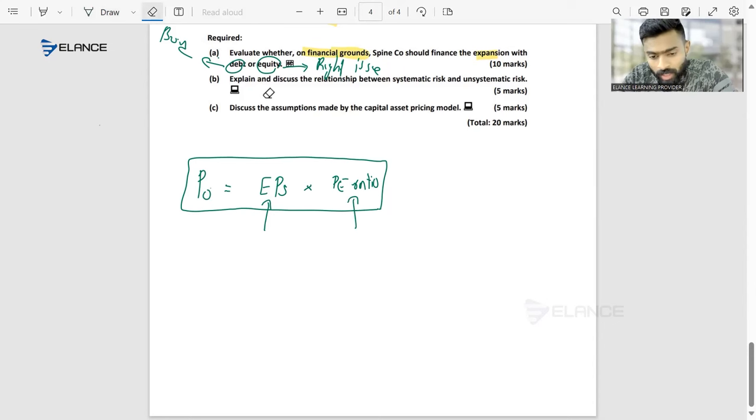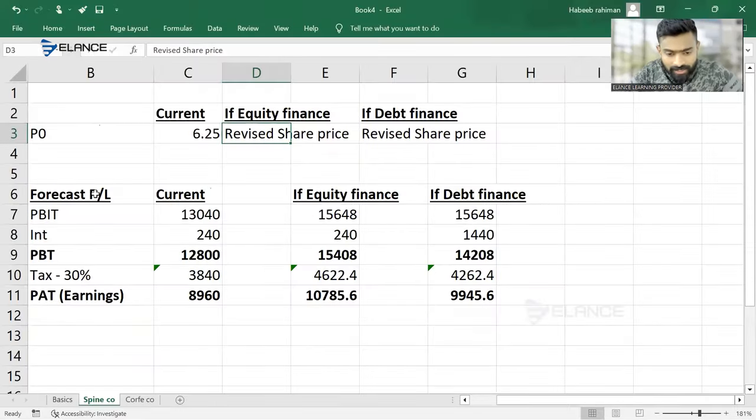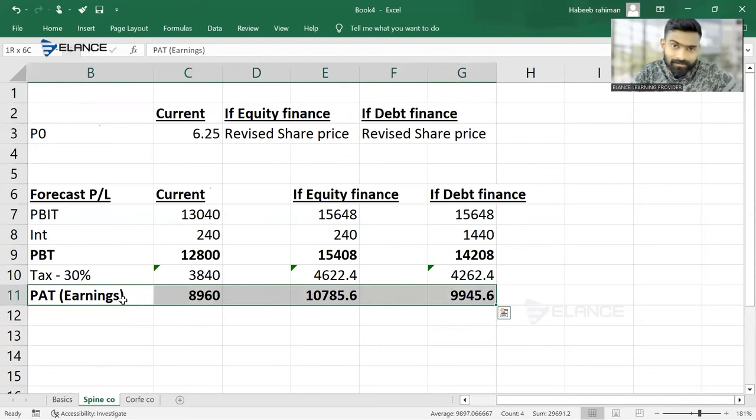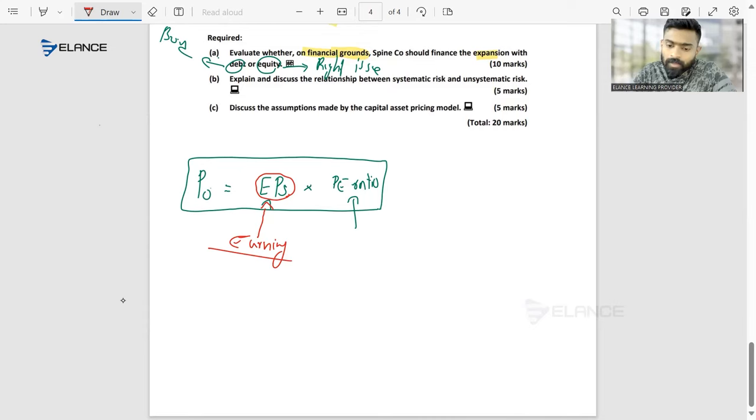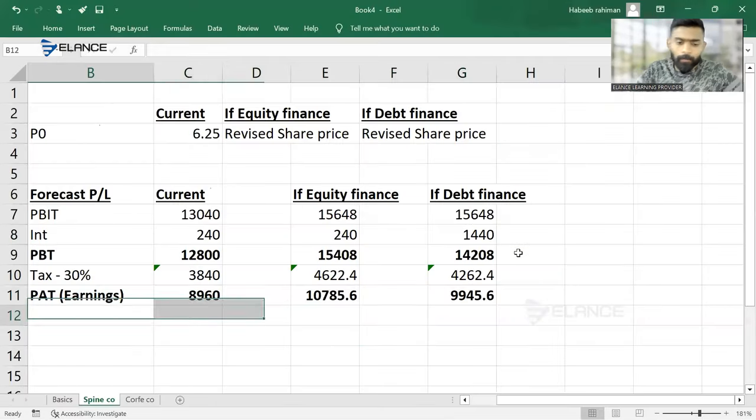So we have earnings now, in each situation. In order to calculate the share price, first we need to calculate earnings per share. How will we calculate earnings per share using earnings? The earnings should be divided by what? Do comment. Number of shares, right? Good. So we require number of shares now.